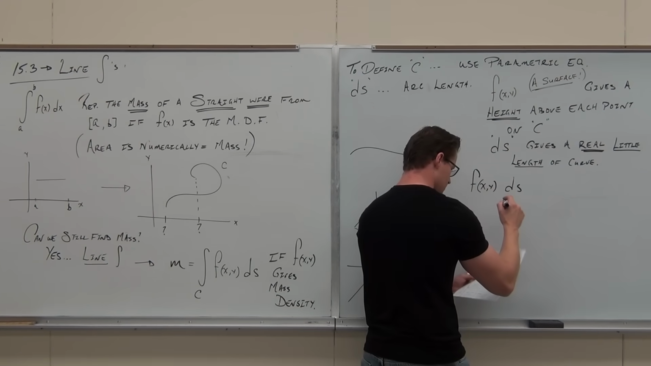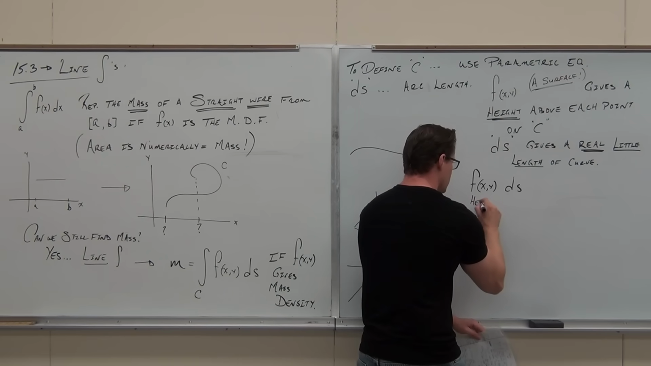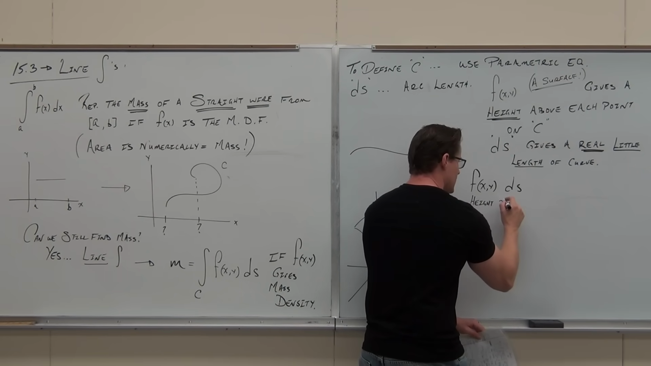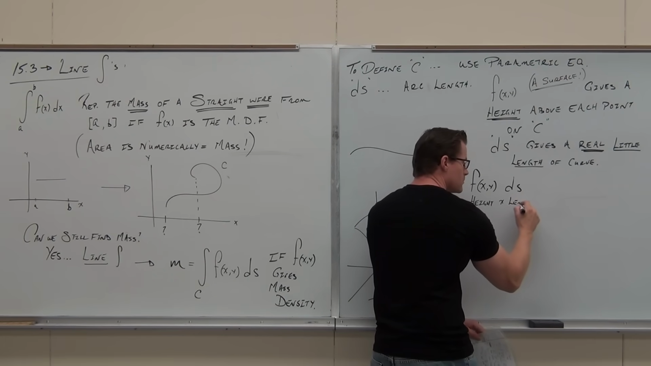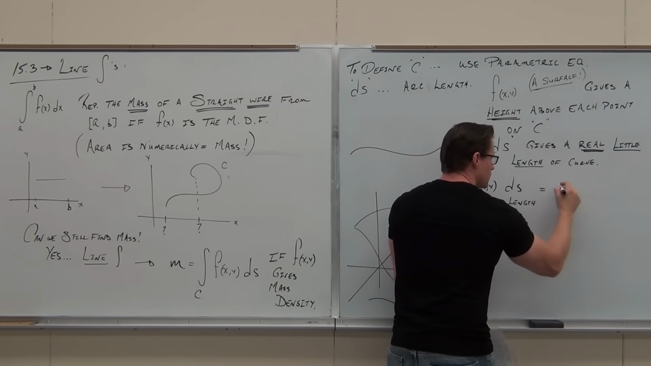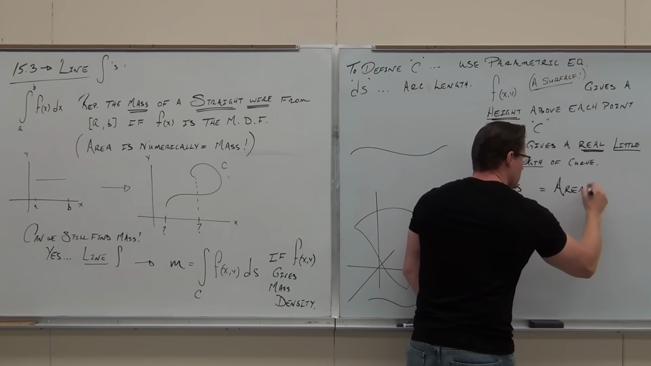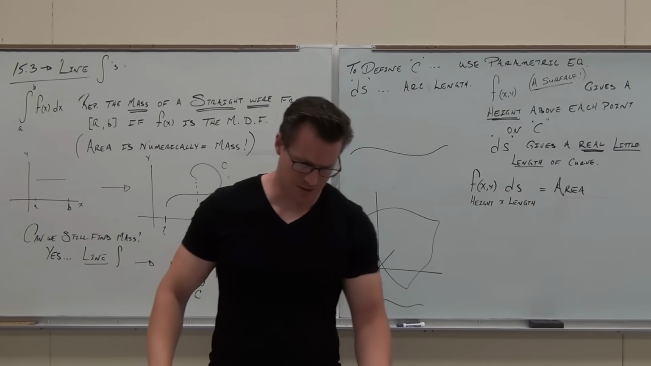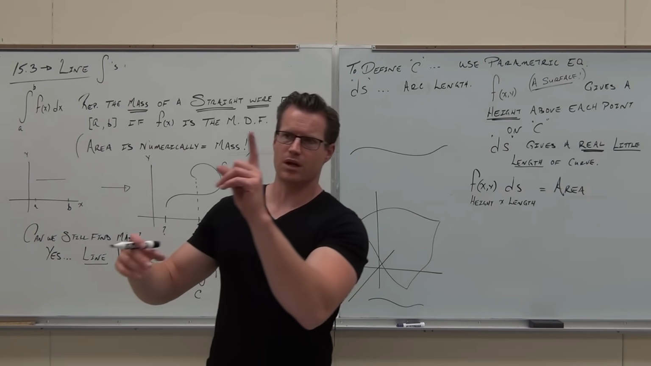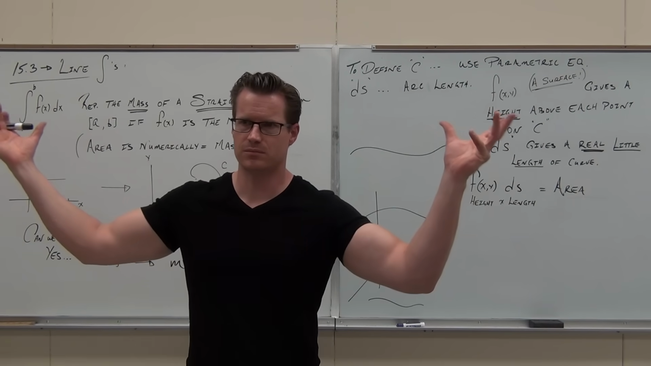Height times length equals area. You go, okay, that's fantastic. But that's only one of them. How do you find all of them?